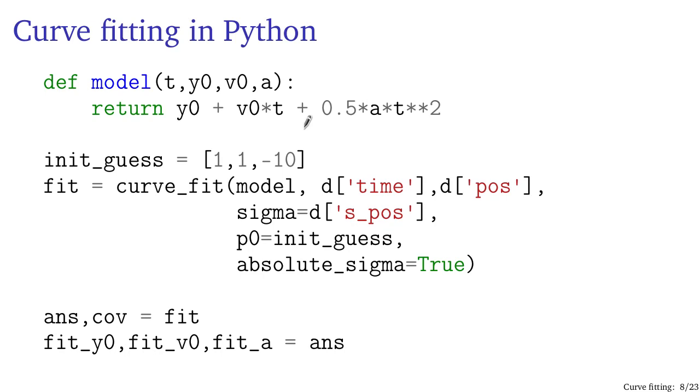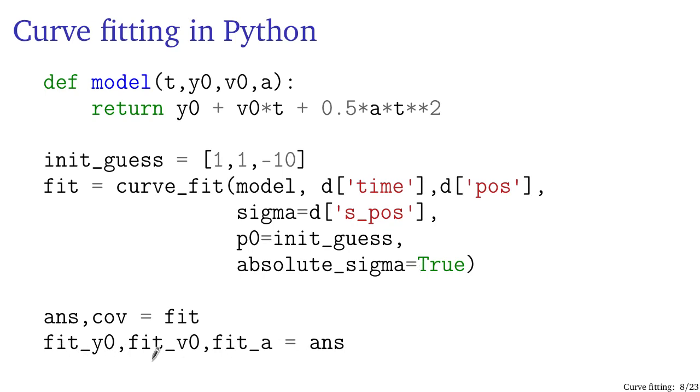And then when we call curve_fit, nothing really has to change. We're still giving it the model, which is now this new model involving the parabola. We're giving it the time, the position, the uncertainty in the position as sigma, the initial guess as p0, and, well, True as absolute_sigma. And you're running the fit the same way.